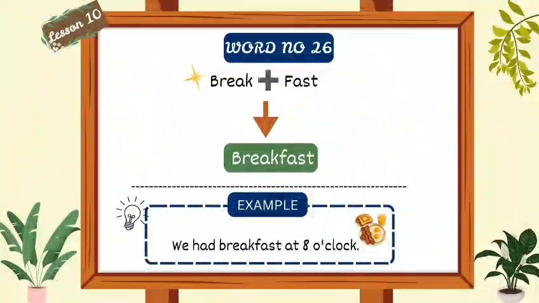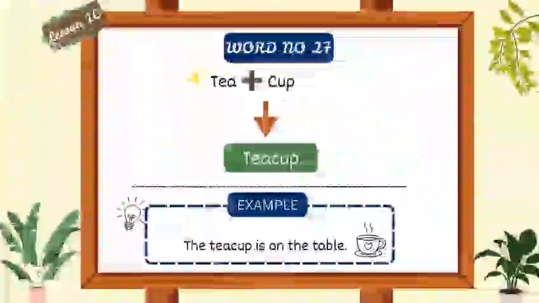Our next vocabulary booster is break plus fast, joins together to form the word which is breakfast. An example of this would be, we have breakfast at 8 o'clock.